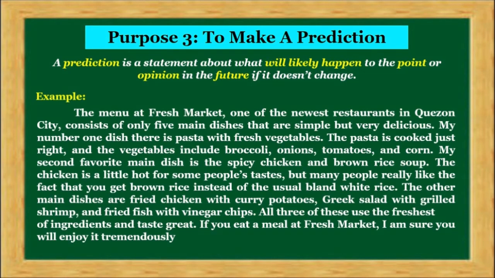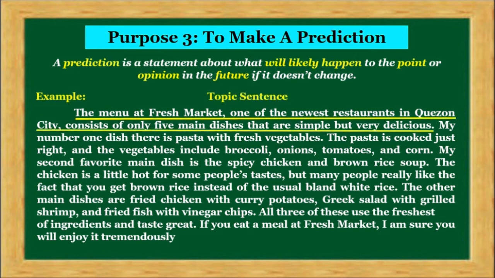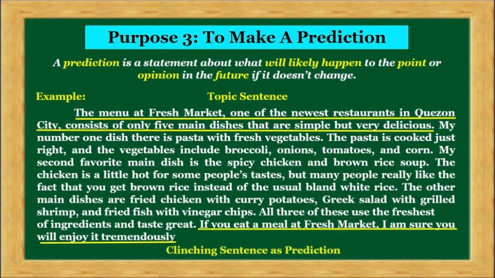the topic sentence in the paragraph is, the menu at Fresh Market, one of the newest restaurants in Quezon City, consists of only 5 main dishes that are simple but very delicious. The clinching sentence is, if you eat a meal at Fresh Market, I am sure you will enjoy it tremendously. The topic sentence informs us that the menu at Fresh Market has only 5 dishes and they are very delicious. The concluding sentence makes a prediction that you'll enjoy this place very much if you eat there.